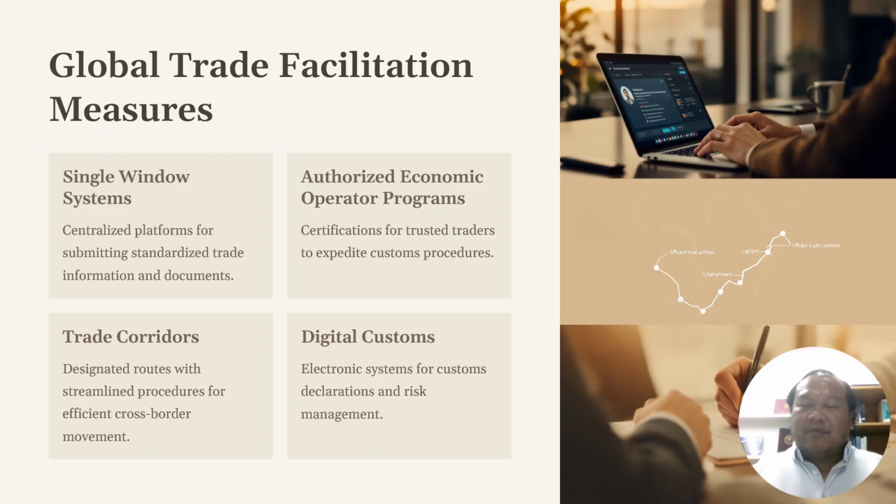That means any ASEAN products can be moved, received, transported, and delivered to other member countries of ASEAN with lesser restrictions. Okay. Then we have digital customs, electronic systems for customs declaration and risk management.